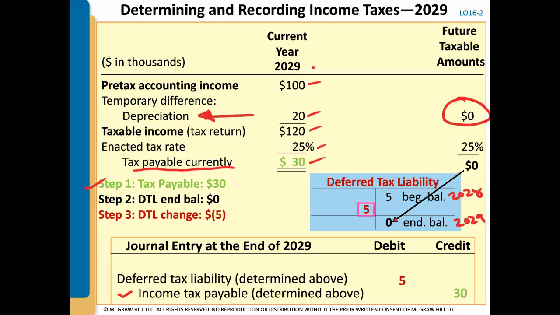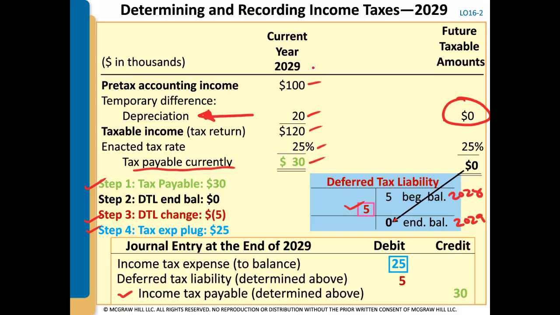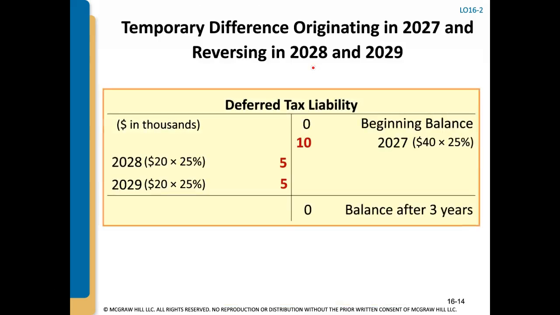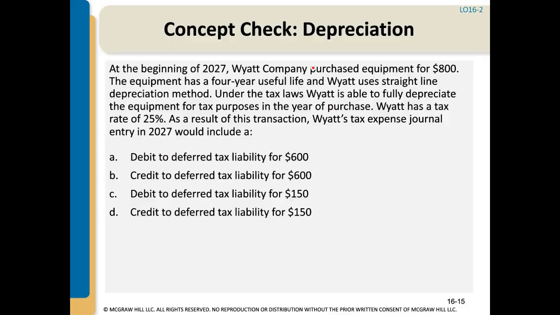So again, I'm going to debit my deferred tax liability for $5. So that's step 3, you record the change. And step 4 is, again, income tax expense is the plug of debit $25. So this is just kind of an overview of what happened in the deferred tax liability account over the 3 years for you to see in a T account format.